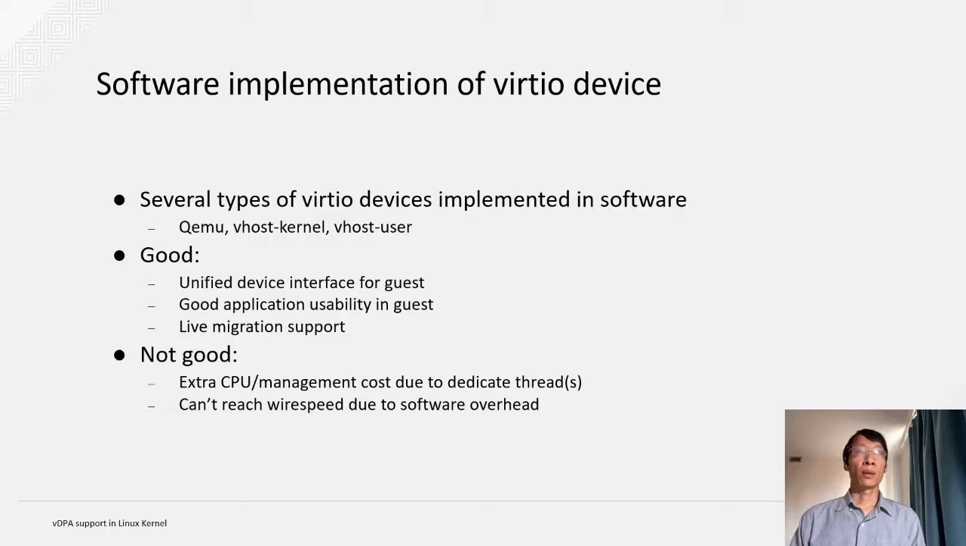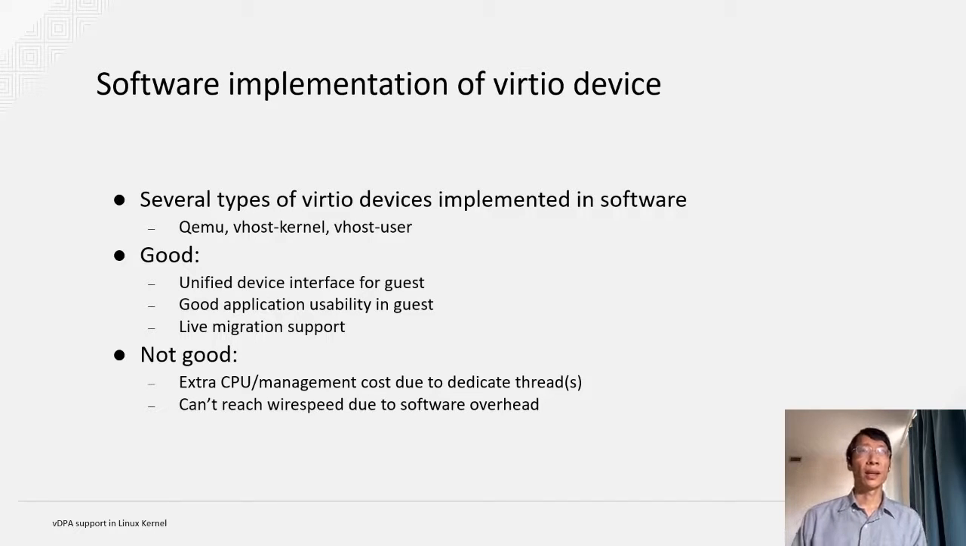So with the virtio specifications and the software implementations of virtio devices, we get good application usability. We get a unified device interface for guests, and we even get live migration support. But there are still several drawbacks. The first is that the software implementations require extra CPU cycles to be spent, and they require extra management cost for settings such as CPU or memory affinity. And the last and probably most important one is that it can't reach wire speed due to the software overhead.